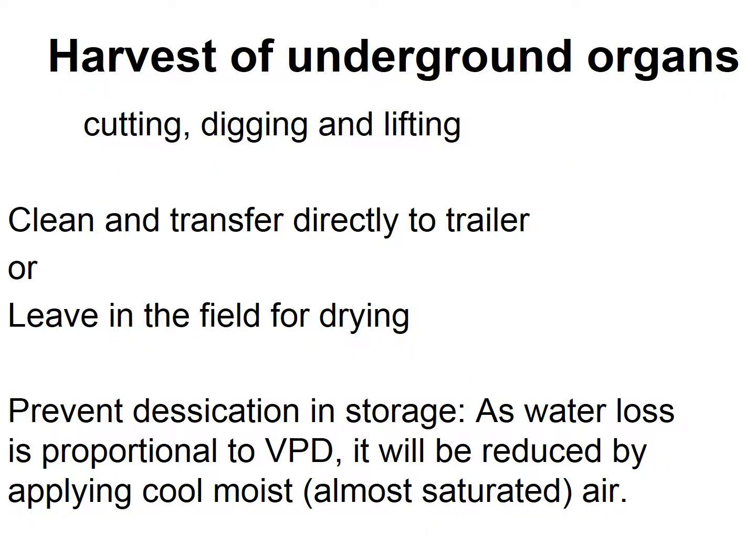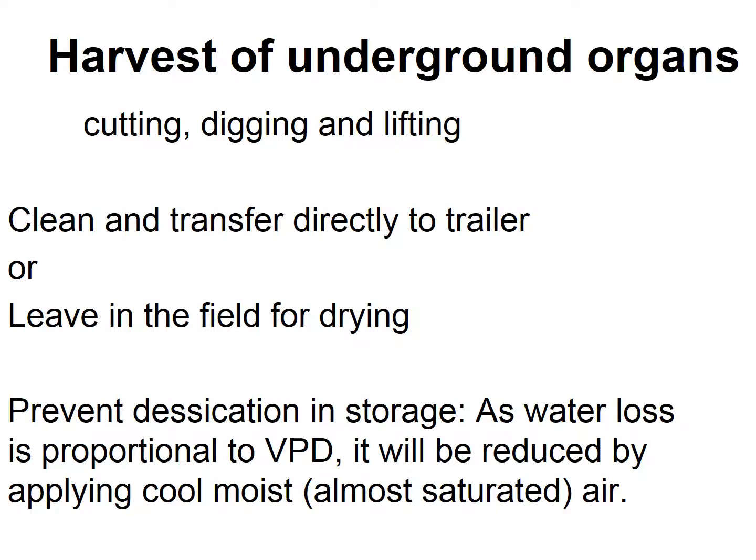The operations required for harvesting underground organs are cutting of the shoots, digging of the subterranean organ, and lifting. We might clean and transfer directly to the trailer from the harvesting machine, or we might leave the produce in the field for further drying.